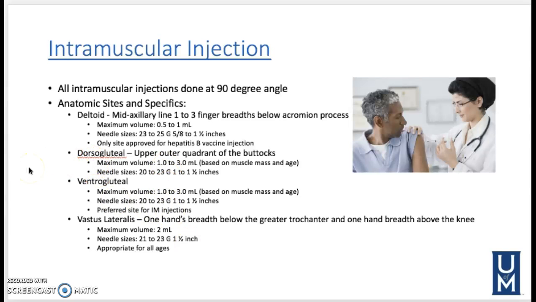Dorsogluteal, so upper outer quadrant of the buttocks. We're going to look at a picture of all these in just a second, but this is the upper outer quadrant of the buttocks. So just like our abdomen, we can divide a quadrant up into 4s. If you divide the buttocks, so just one butt cheek, into 4 areas, the upper outer area is going to be the dorsogluteal. And here we can give up to 3 milliliters.